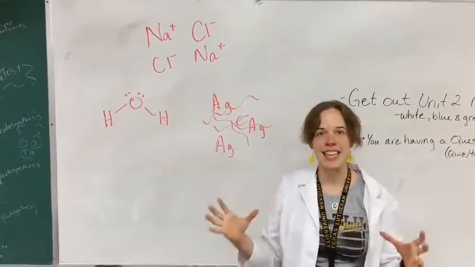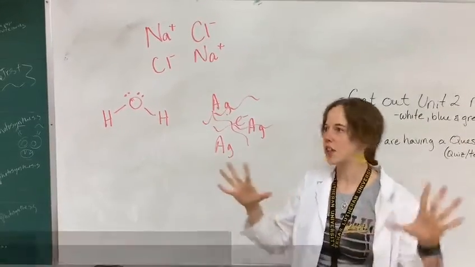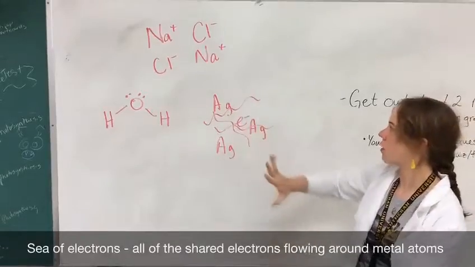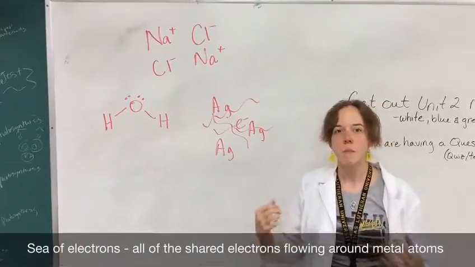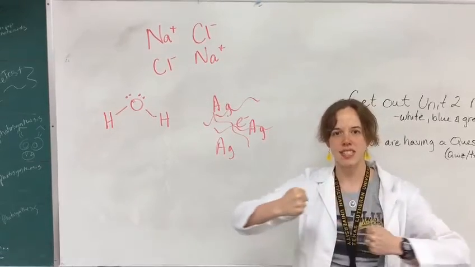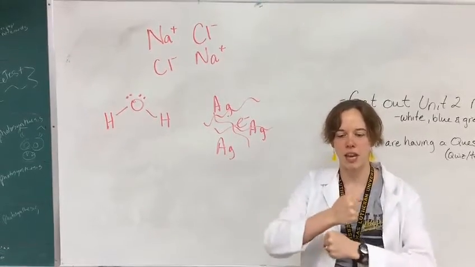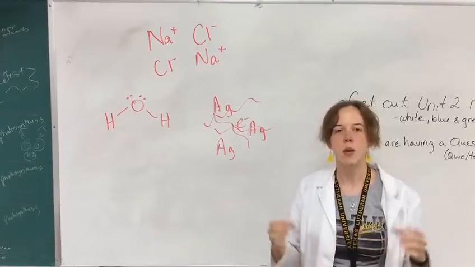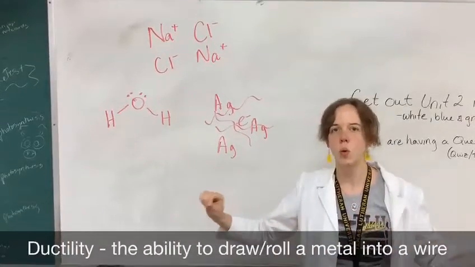This is called the sea of electrons. The sea of electrons is just everybody's sharing all of the electrons. Because of that, metals are malleable. If you take 2 atoms, there's not really a fixed bond. They'll just slide past each other. So if I smash it with a hammer, I can just smash it out flat. Same thing with ductility. I can draw it into a wire.